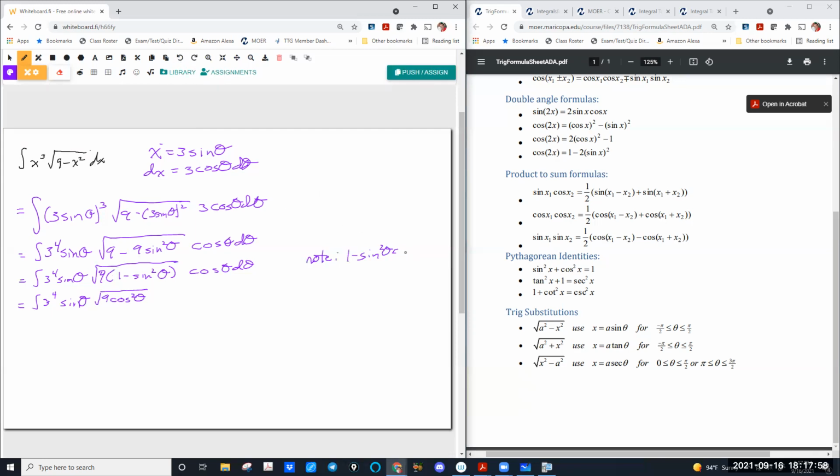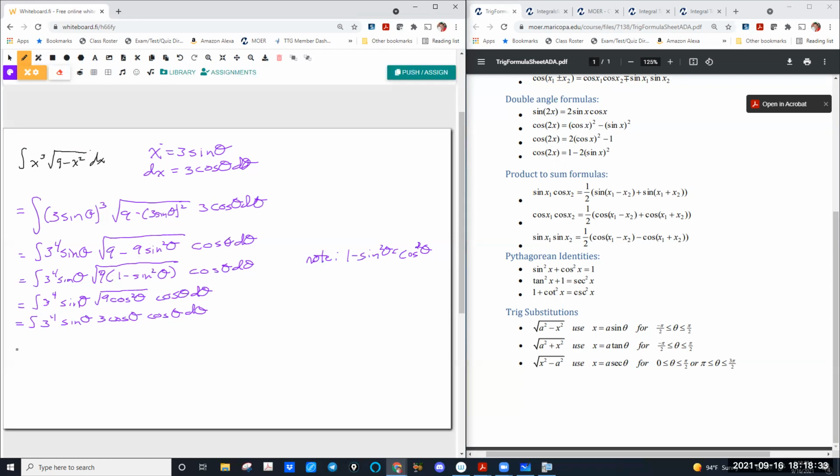Sorry, guys, my hand's cramping up a little. Cosine squared theta. That's our sub there. Cosine theta. Notice what that's going to do. It's going to get rid of the square root. This is a perfect square. So we end up with 3 to the 4th sine of theta, 3 cosine theta d theta.